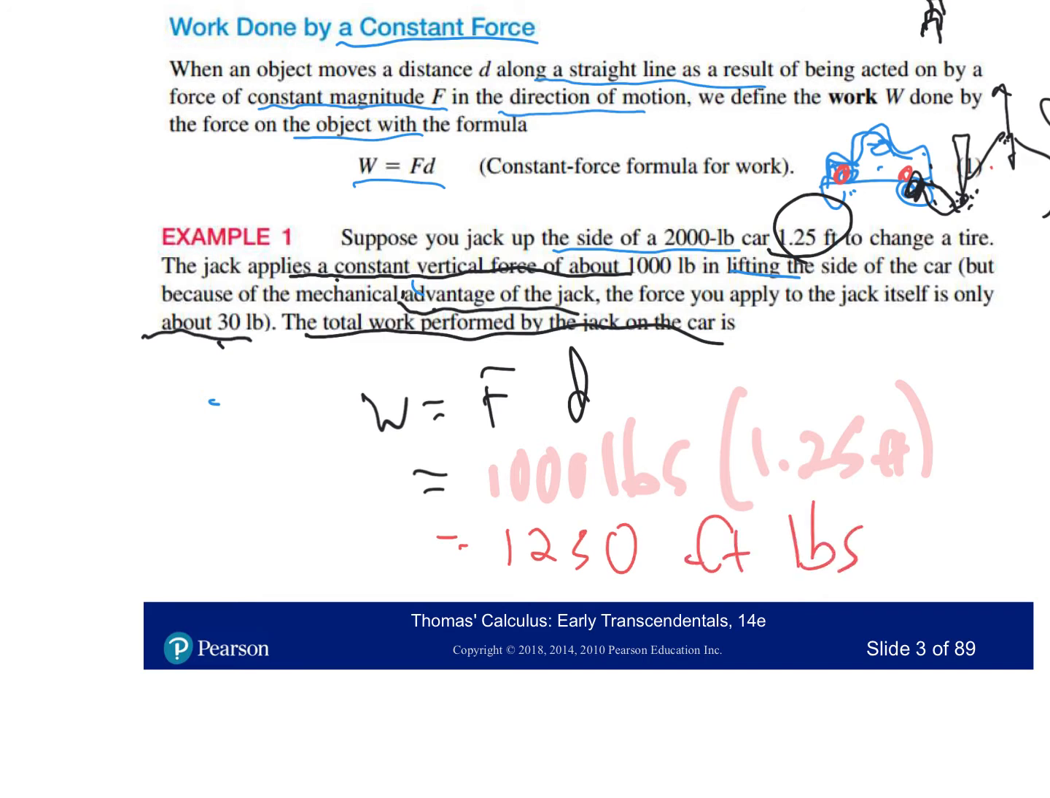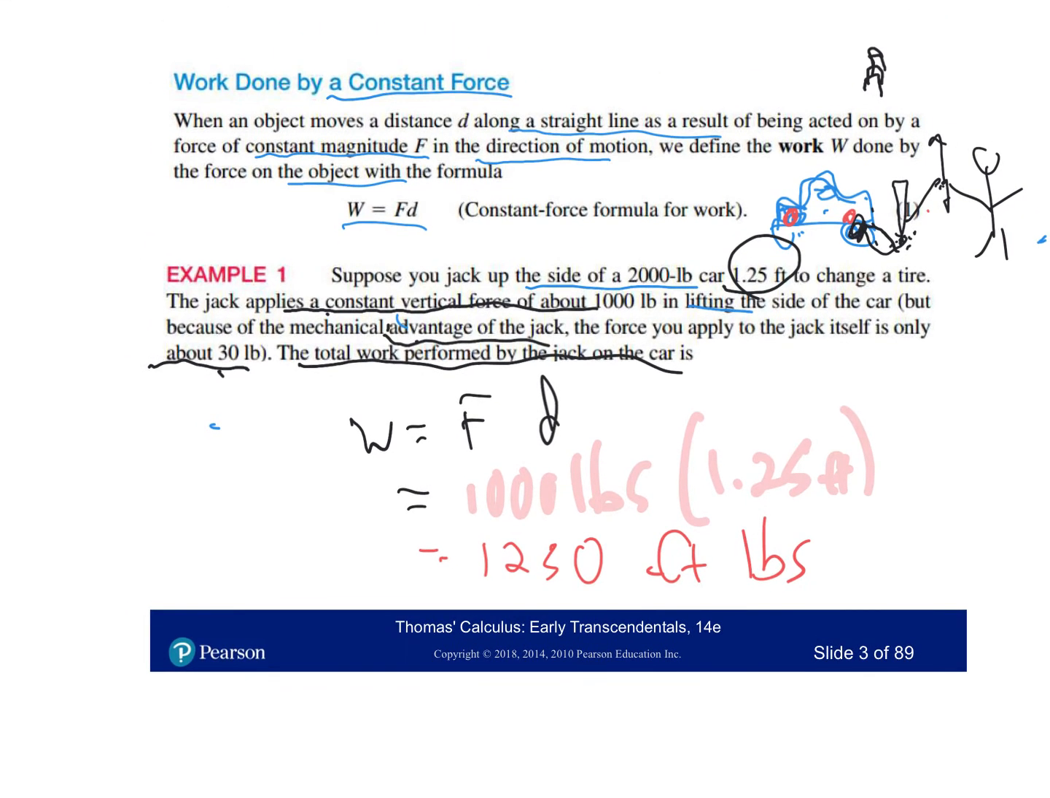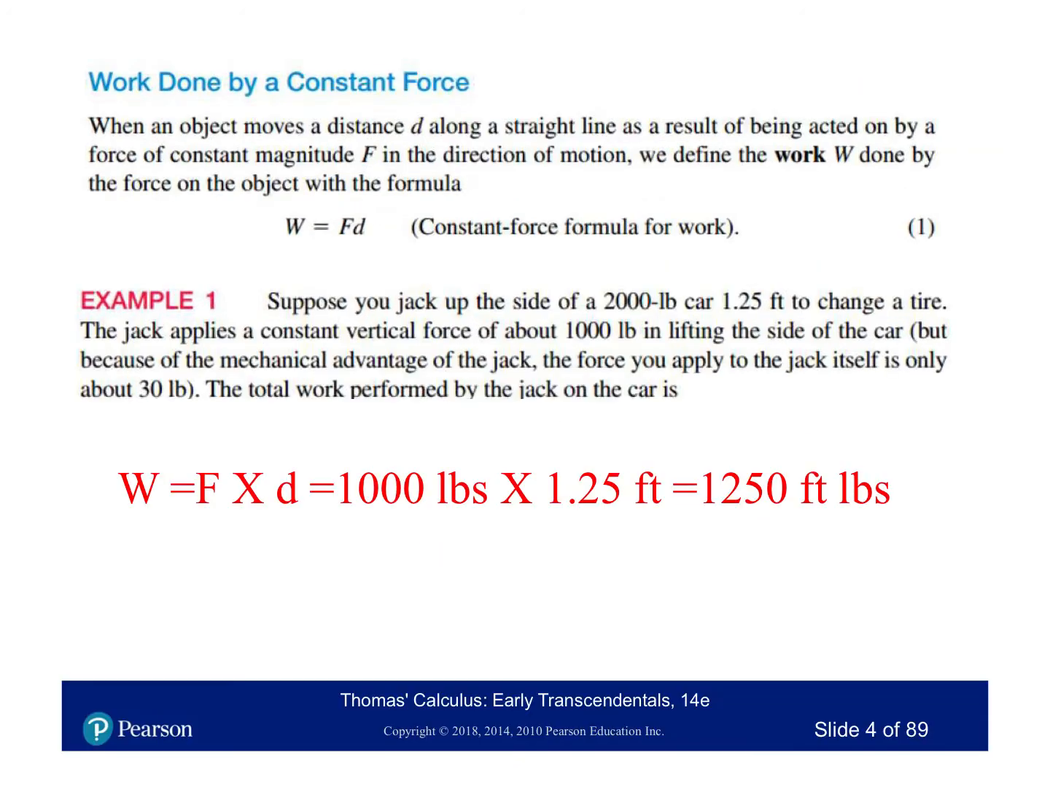Maybe you never worked with foot-pounds because AP physics tends to stick with the metric system. But it is possible to do your work in the English system. We'll bounce back and forth. There it is, 1,250 foot-pounds.